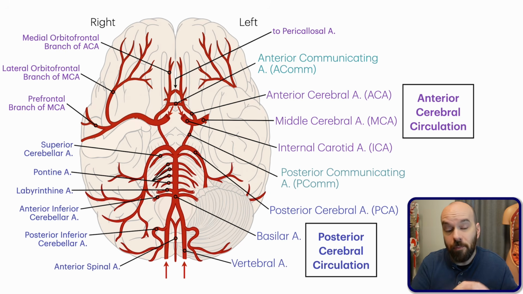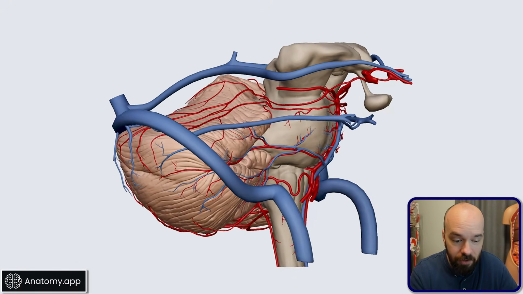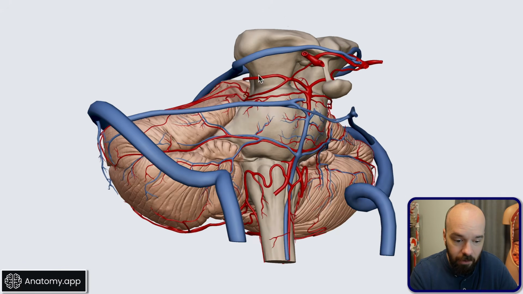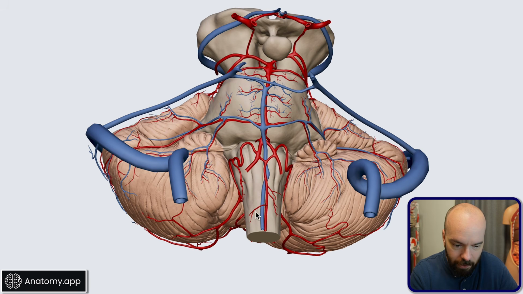Now let's do a quick 3-dimensional tour of all of this using our models from anatomy.app. And then after that, I'll give you a blank diagram so you can practice labeling these yourself. So here we have a nice 3-dimensional view of all of this. We've got the cerebellum back here. We've got the brain stem. There's the pituitary gland. We can see the circle of Willis wraps around the pituitary stalk right there with the pituitary gland, and we've got the spinal cord here at the bottom going down.